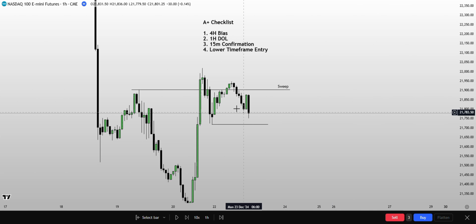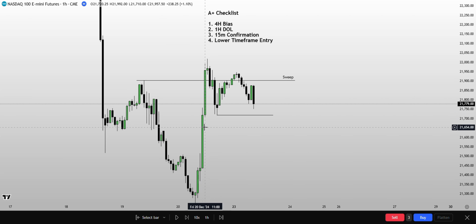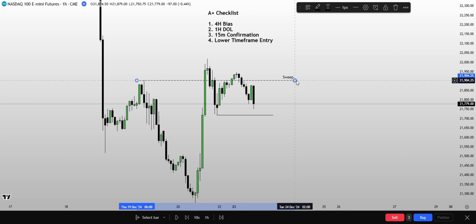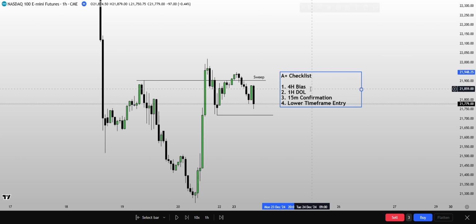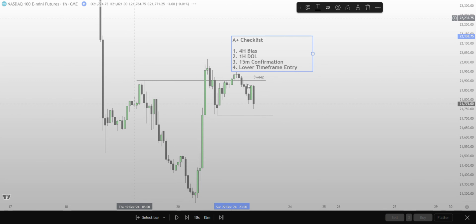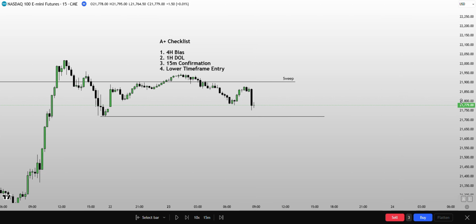All right, let me go to the 15 minute now. Off that sweep of liquidity, bearish and bounce respected, clear lows below, unfilled 1 hour gap, state of delivery is bearish. Let's go to the 15 minute to see if things agree. What would I like to see here heading into this hour?